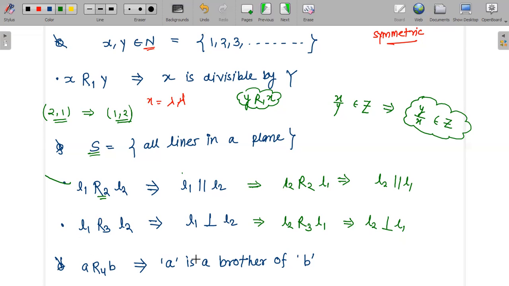In the next one, A is a brother of B, but right now we don't know what B is. B may be a sister or it may be a brother. So if it is given that A is a brother of B, you need to prove that B is a brother of A. This is not possible, because right now we don't know anything about the gender of B. B may be a female or it may be a male. So your relation number 4 is not symmetric, because there are multiple possibilities there.